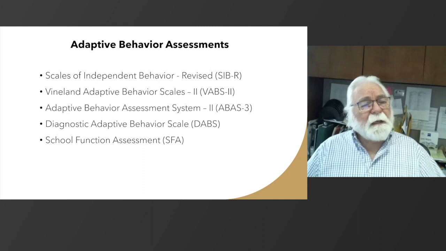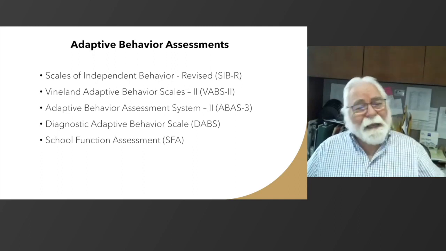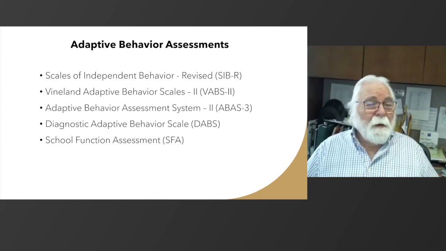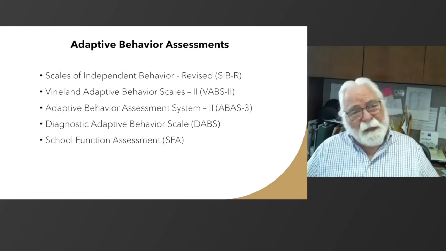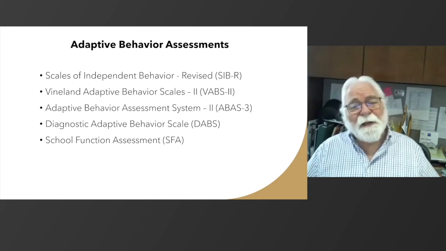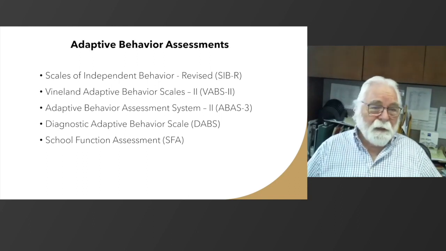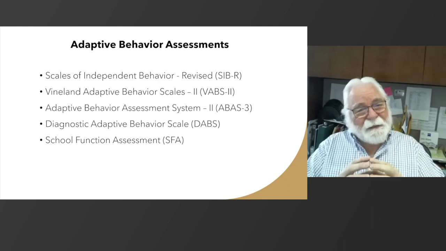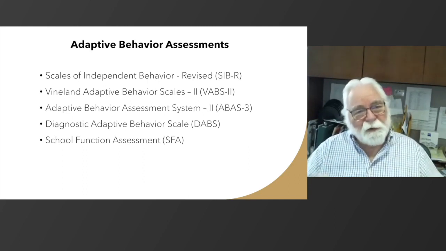The scales of independent behavior is outdated now. It's an excellent tool, but it needs to be revised. We need the 3rd edition, so we can't use it anymore. I don't know if I mentioned it last time, but when a test is 10 years old or more, we cannot use it any longer because of the Flynn effect and the norms have changed, and grade scores just artificially become inflated.